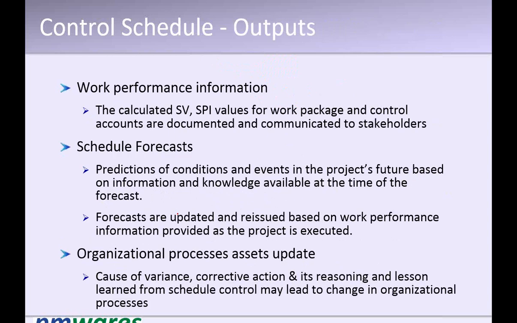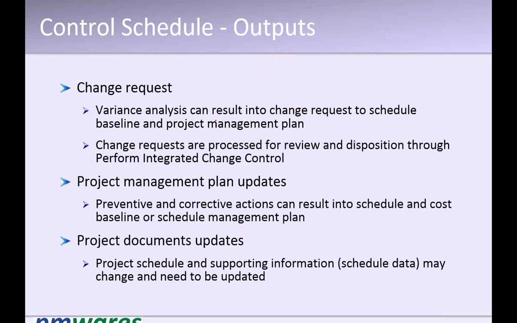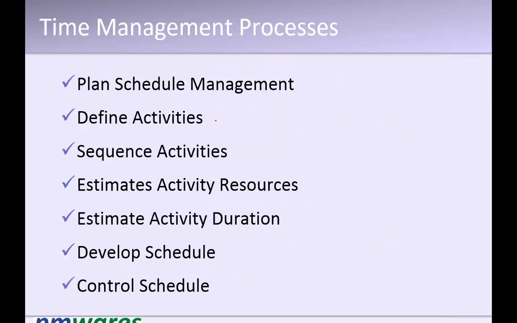As an output, you get work performance information, that is plan versus actual, or the schedule variance, schedule performance index, and forecast. Schedule forecast, what will be the completion, or when the things will be completed in terms of duration or date. A change request in case any change in the schedule is required to address the variance. This completes your time management.